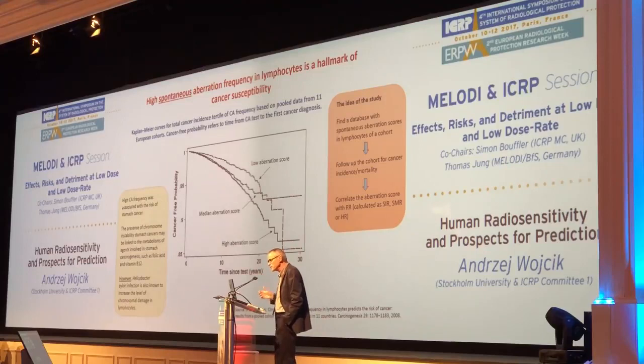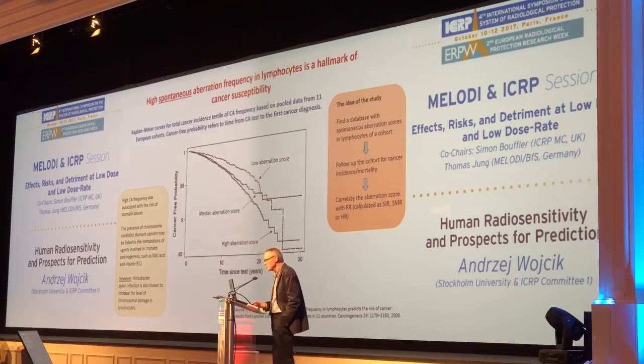So he set out in the world and he was looking for databases, and there are a number of databases where people starting a job somewhere are asked to give their blood, and then their baseline level, the spontaneous frequency of chromosomal aberrations, is studied. So he managed to get hold of a number of such databases, and then he went into cancer registries. He identified patients who developed cancer, and then since he had the database for the chromosomal aberration frequency, he could correlate the level of chromosomal aberration frequency with the risk of developing cancer. And he published a number of studies.